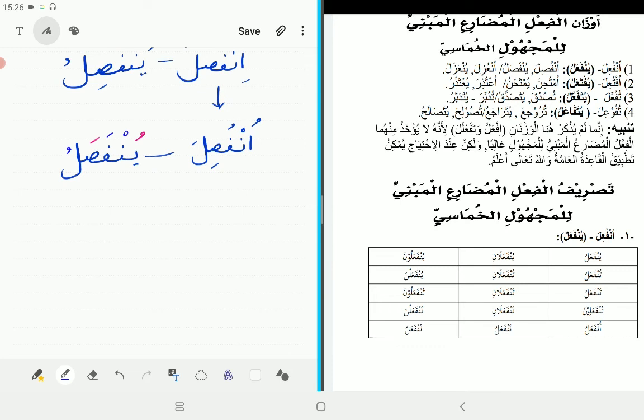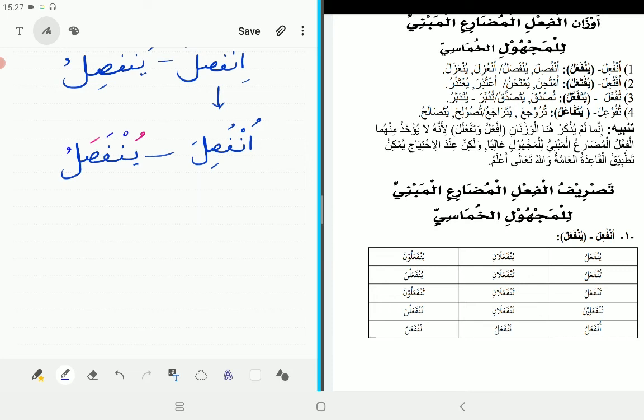If'alla and tafa'lala. And this is what the author points to here. He says: "تنبيه إنما لم يذكر هنا الوزنان إفعل وتفعلل لأنه لا يؤخذ منهما الفعل المضارع المبني للمجهول غالبا." He says that we did not mention these two scales of إفعل and تفعلل because the present tense passive voice is not commonly extracted from them.